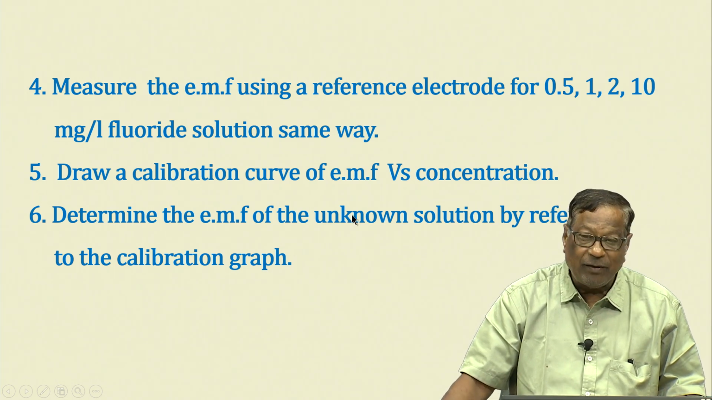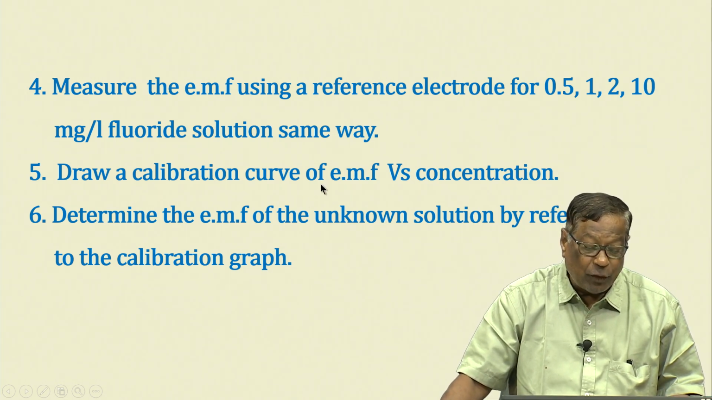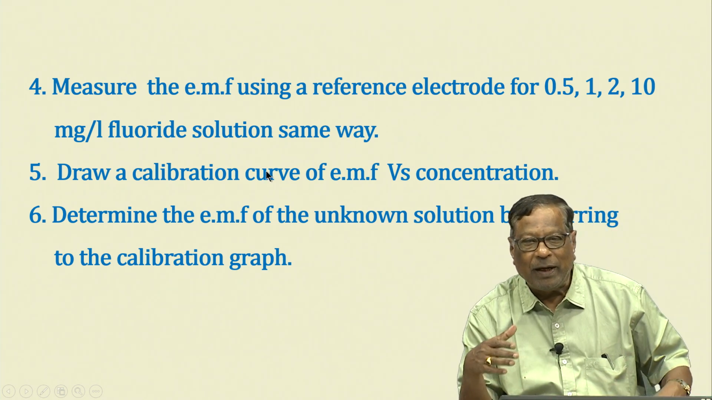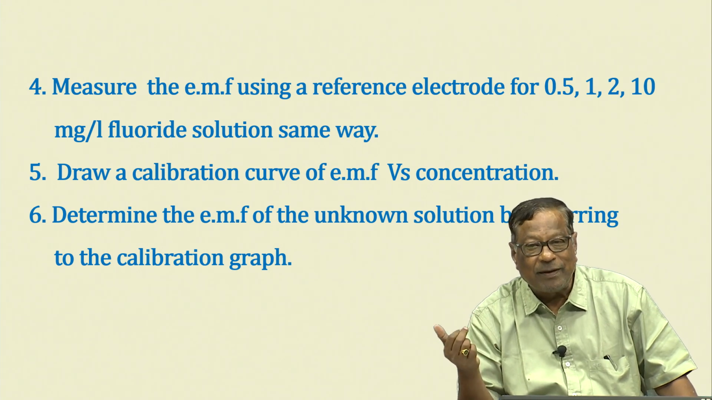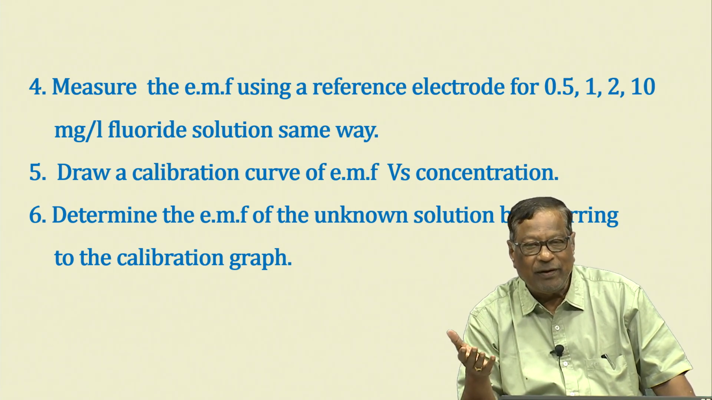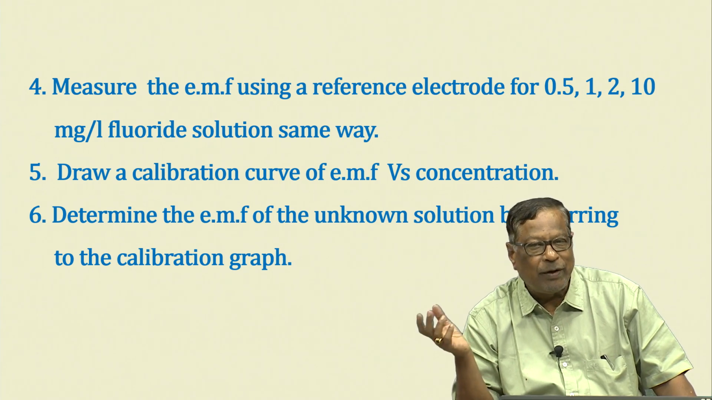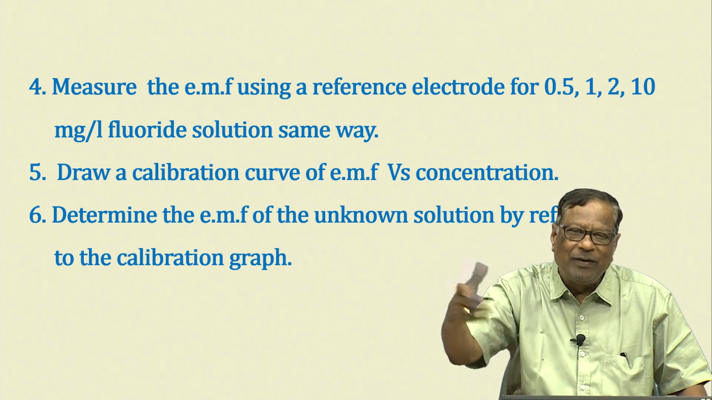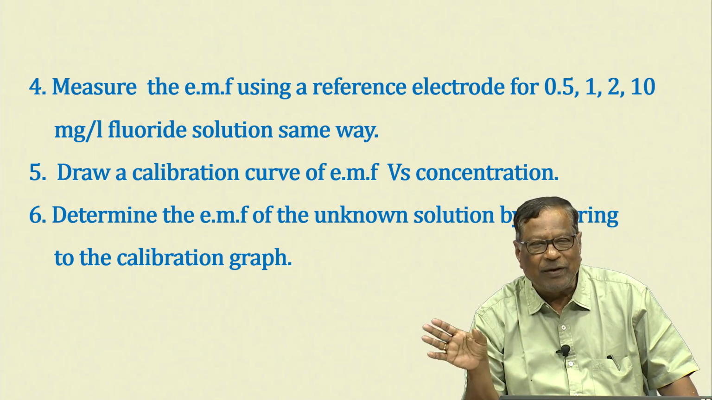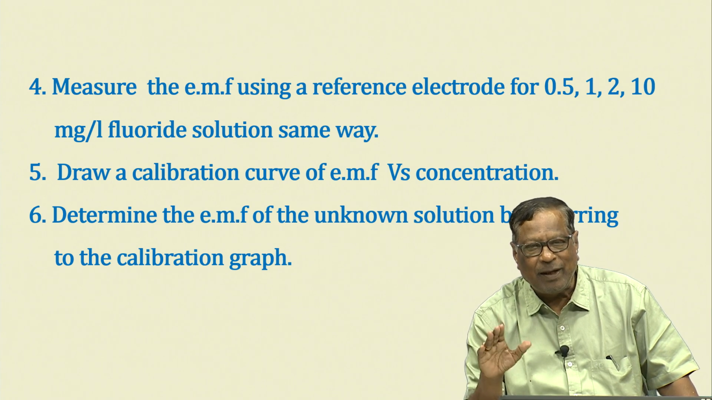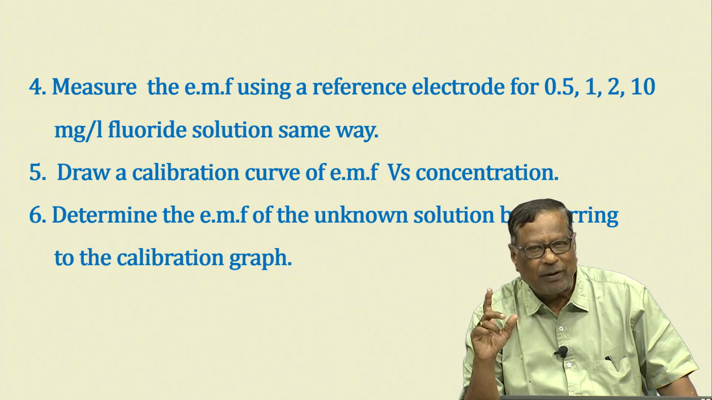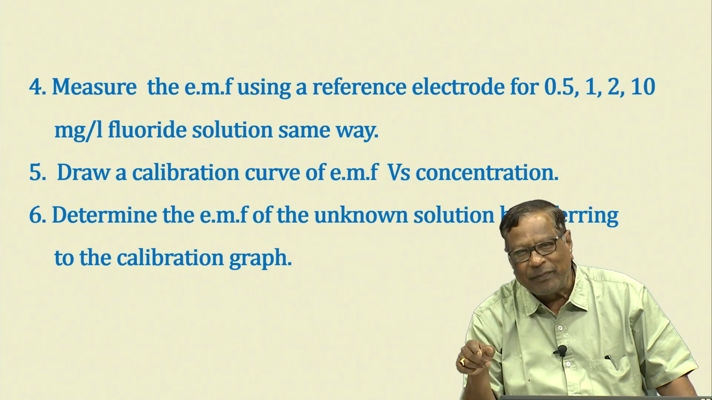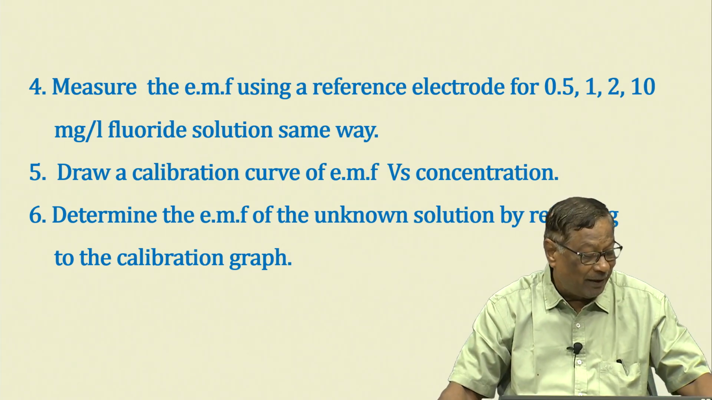In modern gadgets, what they do is store the calibration curve in the memory. Assuming that all other parameters are constant, if everything is stored, all you have to do when you go on a field test is take the sample, dip your fluoride meter, and simply read the concentration. It will measure the EMF, refer it to the calibration curve stored in the memory, and display the concentration directly on the display screen.